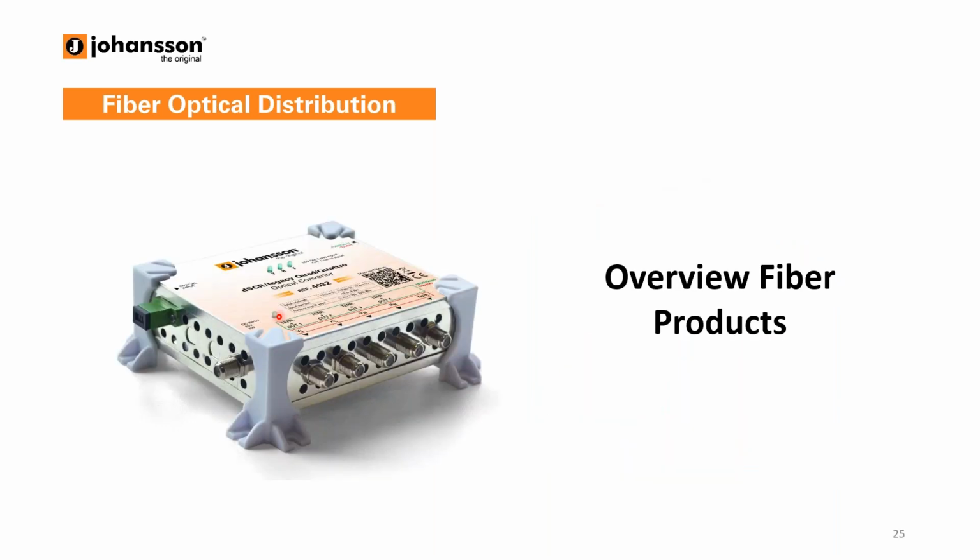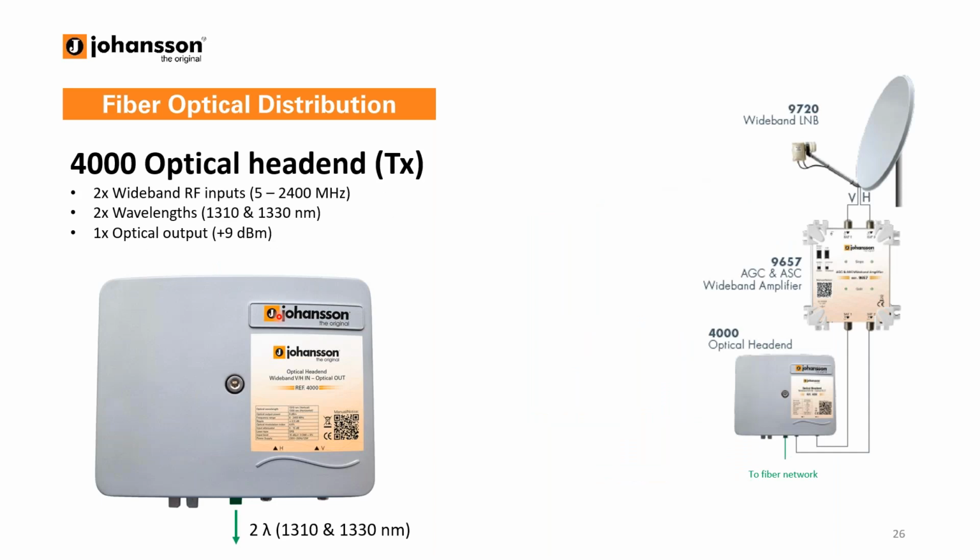So an overview of our fiber products. The transmitter, so this one I already explained a bit. This is the 4000 optical head-end transmitter, whatever you want to call it. Basically, it has 2 RF inputs, typically used for a wideband LNB, and it has 1 optical output, which gives 9 dBm of signal strength. 2 wavelengths are used. For each input is a unique wavelength, so 1310 and 1330 nanometers.